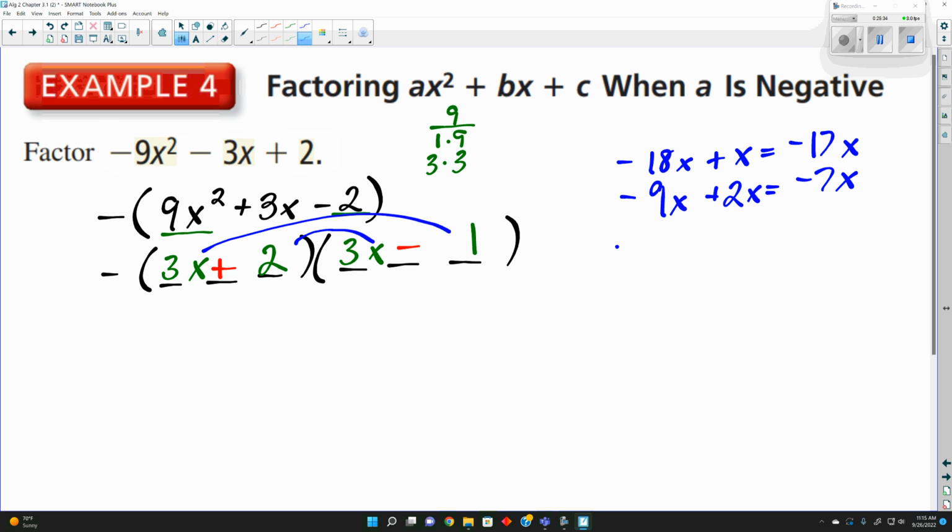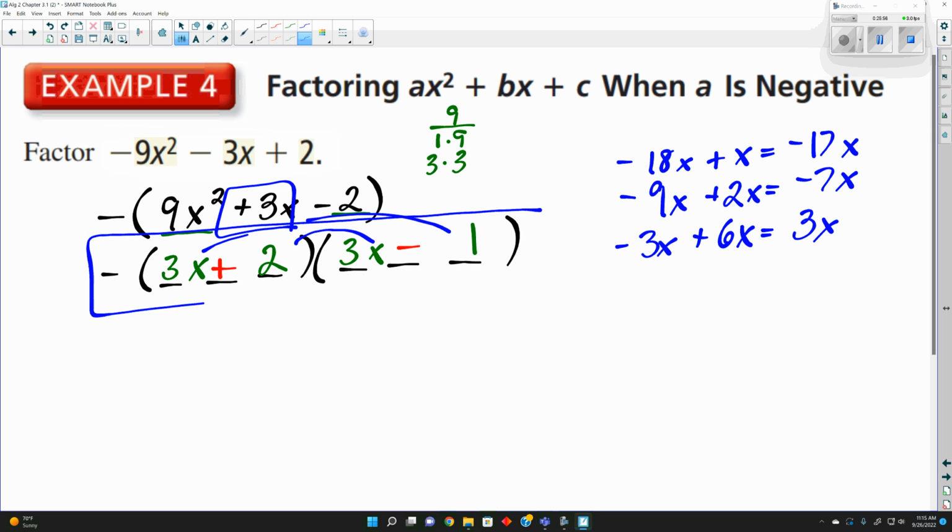3x times negative 1 is negative 3x. 2 times 3x is plus 6x. Negative 3x plus 6x is positive 3x. Is that the middle term that we wanted? Because the middle term we wanted is positive 3x. So this is the correct one. Any questions on any of this here? Because we needed it to be a positive 3x because we factored the negative out in the beginning.